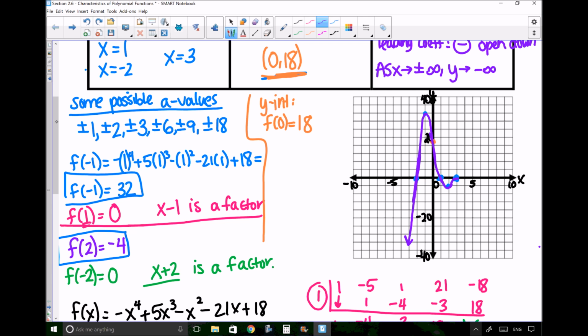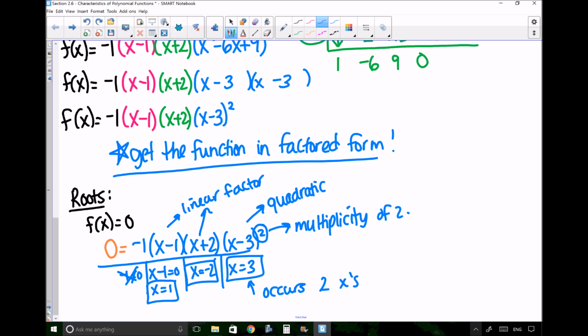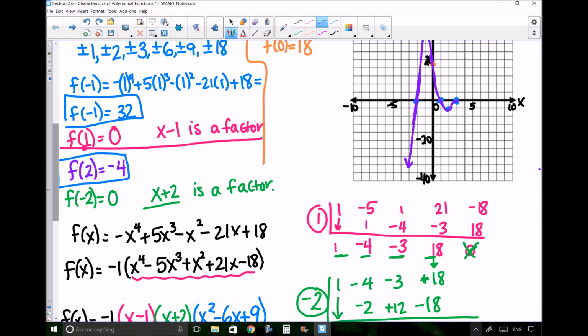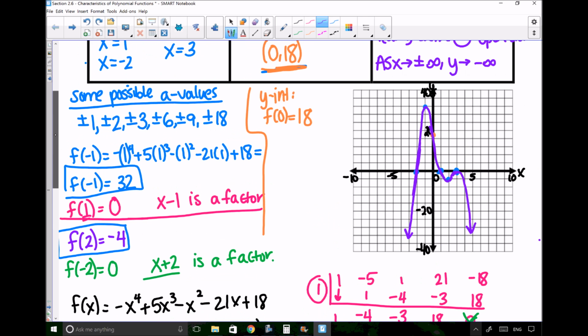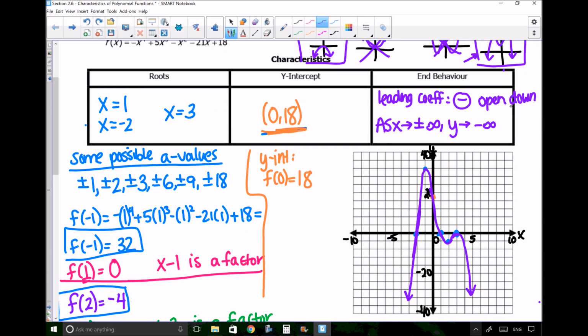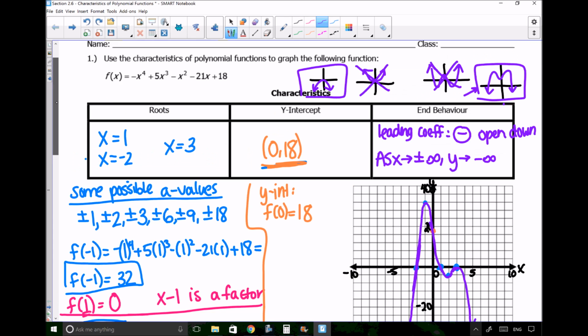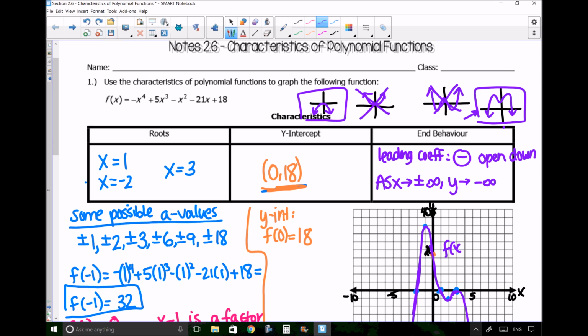But this root is a quadratic factor. It happens twice. It has a multiplicity of 2, which means that it's going to behave like a parabola right here. So that means it's going to go down like that. And now it has the end behavior that I'm looking for, where it opens down and on both sides it approaches negative infinity. So that means that this right here is the graph of my function f of x equals negative x to the power of 4 plus 5x cubed minus x squared minus 21x plus 18.